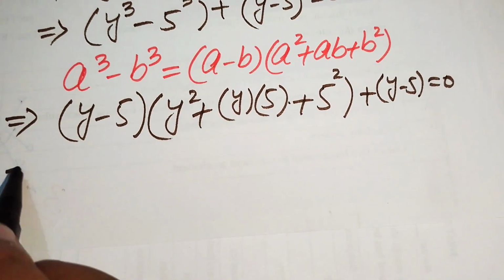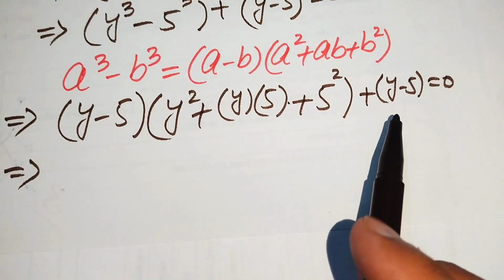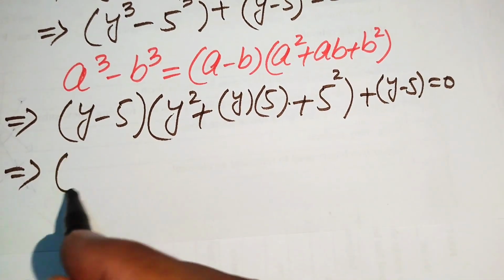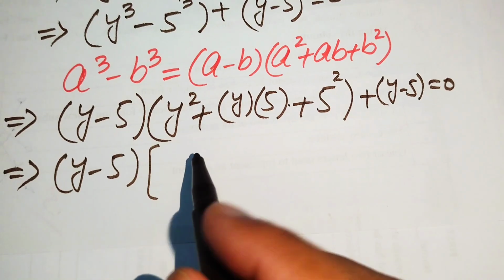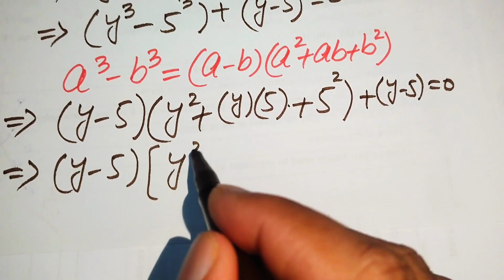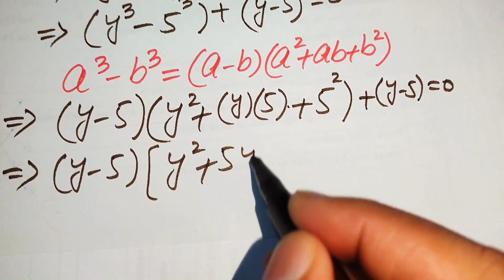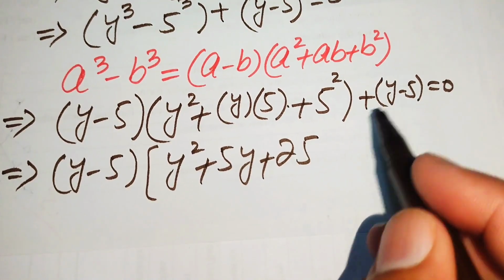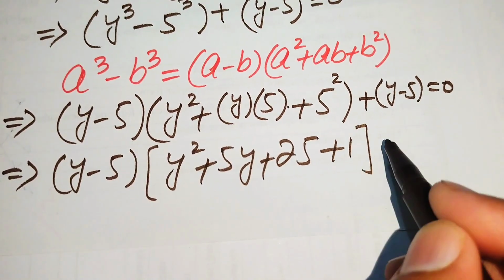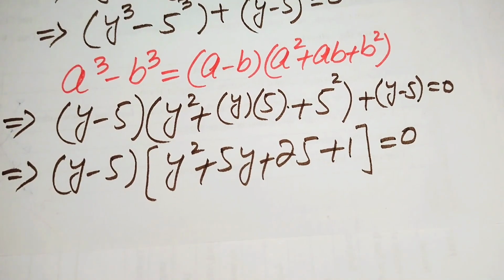In the next step, you see that from both of these terms we have y minus 5 as the common term, so we take y minus 5 common, and the remaining terms are y squared plus 5y plus 25, and here we take common y minus 5 and we get plus 1 equals 0.